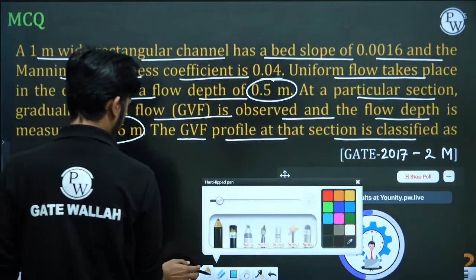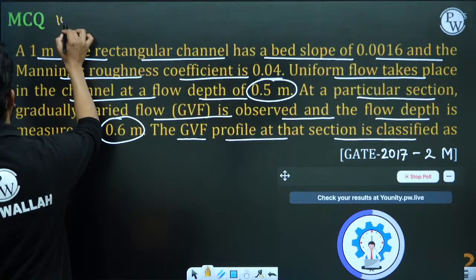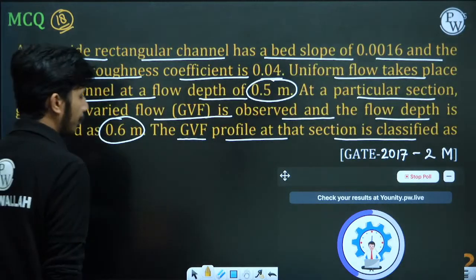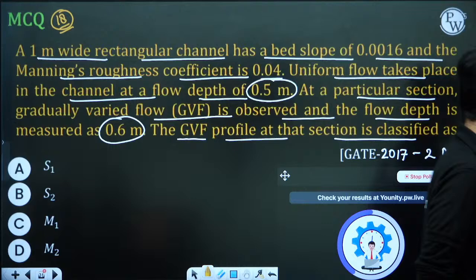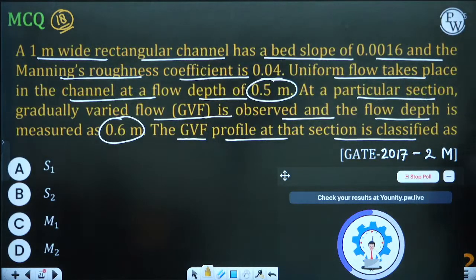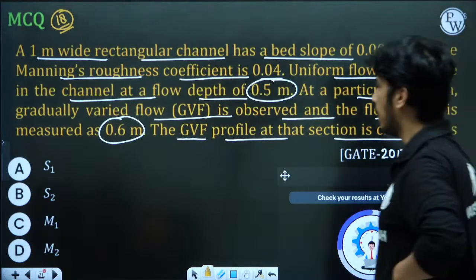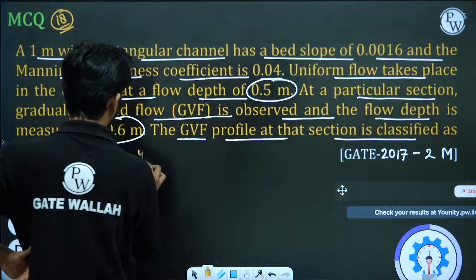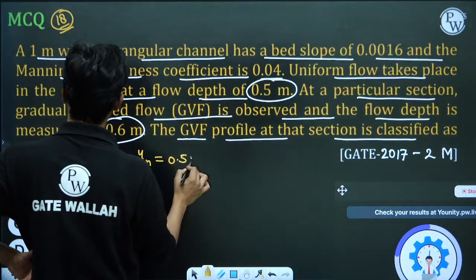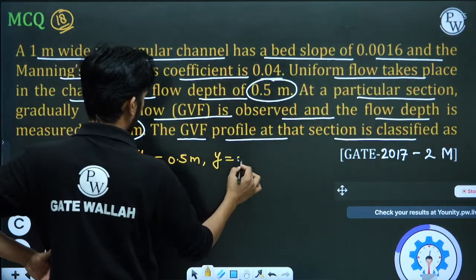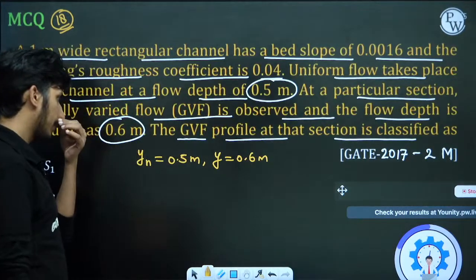This will be your question number 18. Everybody is saying C part as the correct answer. Let's see. So Yn we know is 0.5 meter. Y we know is 0.6 meter, means the flow is varying above the normal depth line value.